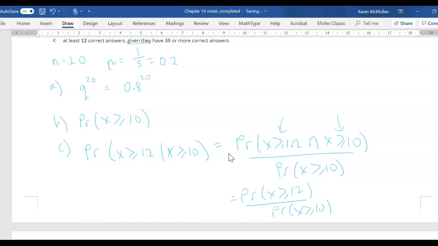All right, so you can do them on your calculator and do your fraction on the calculator.